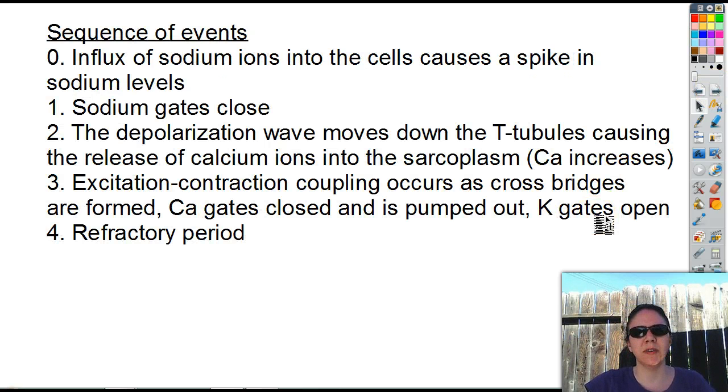Okay, sequence of events, what goes on in a heartbeat in terms of the contraction part. And so I have these things right here, and you're going to notice that these go with the numbers on the next picture. So I'm going to go back and forth, back and forth. Okay, 0. During the 0 phase, there's an influx of sodium ions into the cells, and that causes a spike in sodium levels.